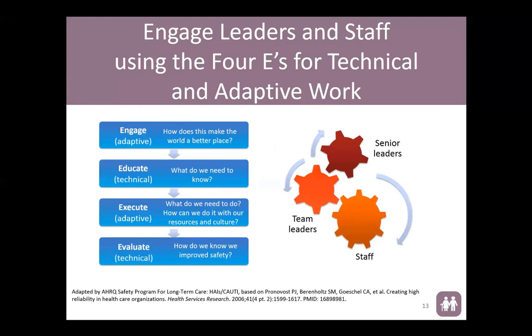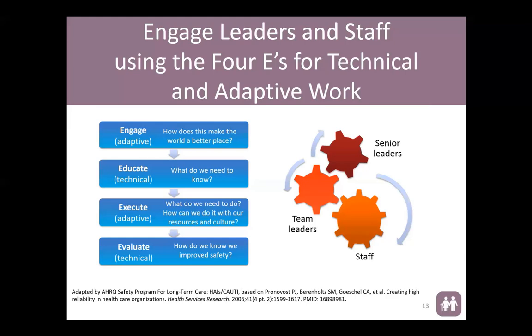The 4 E's are very useful because they help to focus in on not only what it is we want to change, but why we want to change it. The technical work changes the procedural aspects of care. So it's looking at prompted voiding or catheter care or pressure reduction. The adaptive work looks at attitudes, values, beliefs, and behaviors of the people who are providing the care.